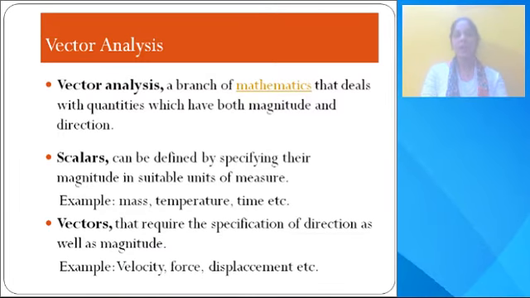The example of a scalar quantity is mass. As we know, mass has only magnitude, no direction. Similarly temperature and time are quantities having only magnitude but no direction. So these are examples of scalar quantities. And similarly if we take the examples of velocity, force and displacement, these are quantities which have both magnitude and direction. So of course these are vector quantities.